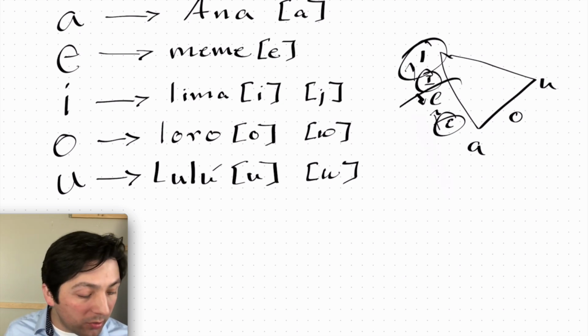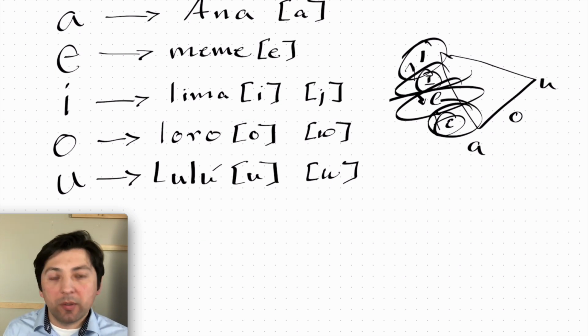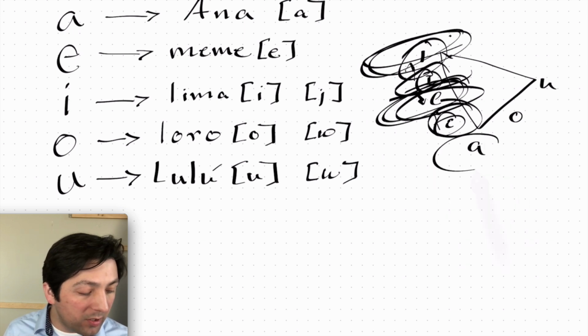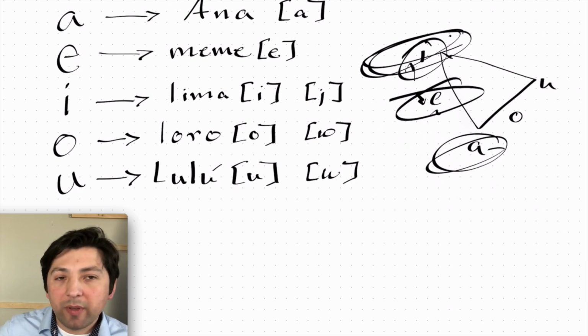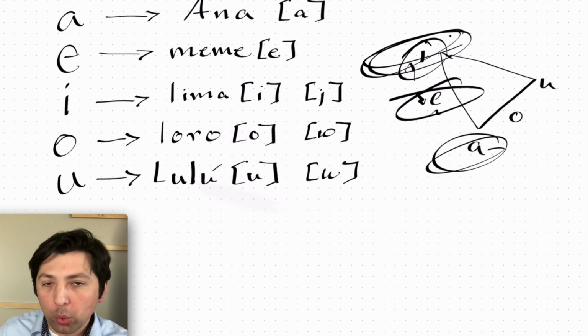And you are going to cover this. You're going to cover all the sounds in between as well. Right, but Spanish, this is the one, that's the other, and then this one. So you can ignore these sounds in the middle, right? So we have I, E, A, O, U: Ana, Meme, Lima, Loro, Lulu.